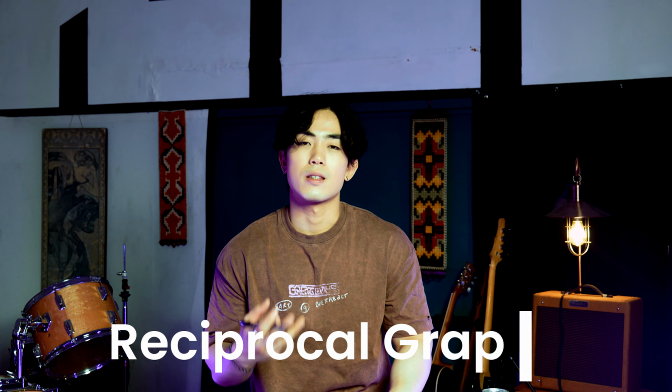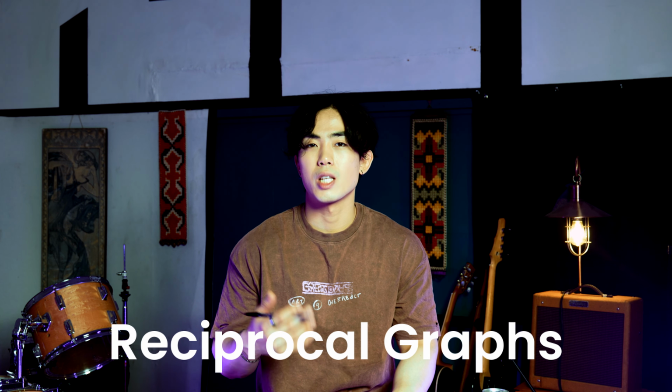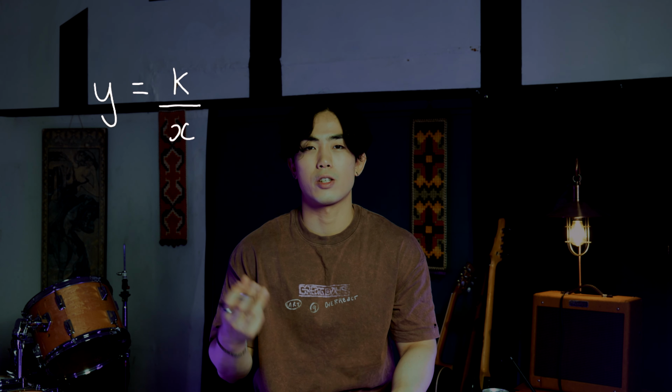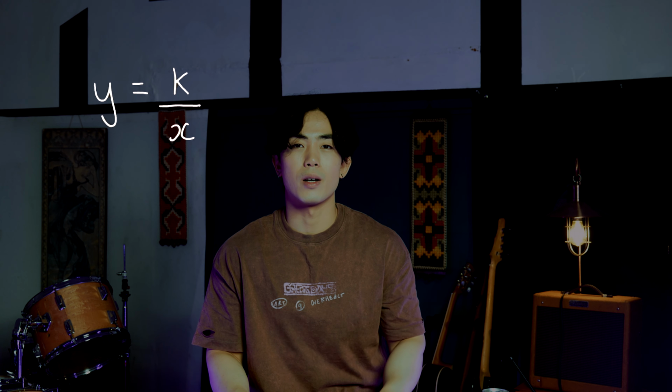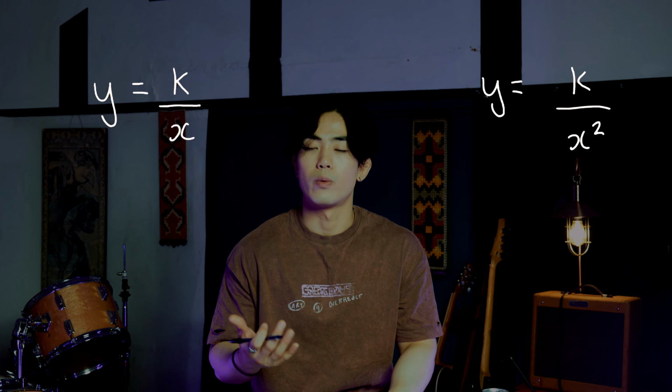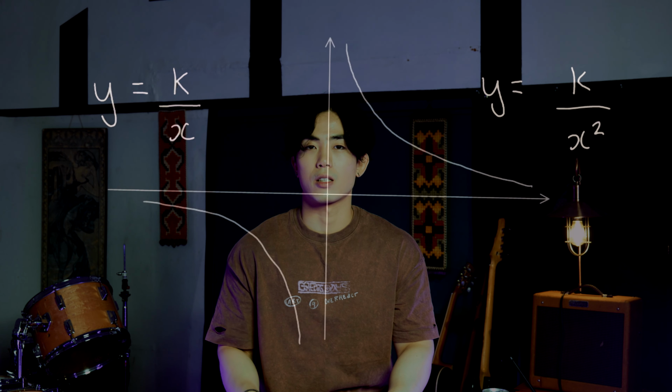Now, the last type of graph that we need to be aware of are reciprocal graphs. A reciprocal function is in the form like here, where we have y is equal to k over x, where k is just a number. We can also have y is equal to k over x squared. Now, if I wanted to sketch a graph y is 1 over x, then it will look something like so.